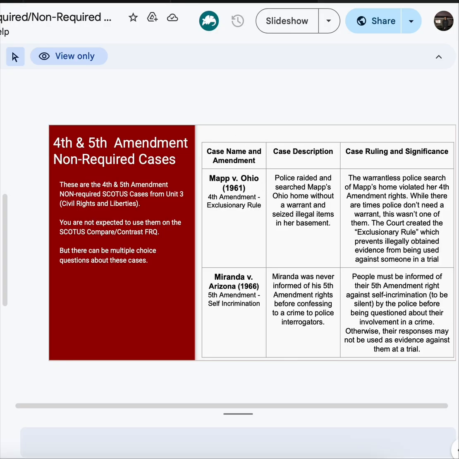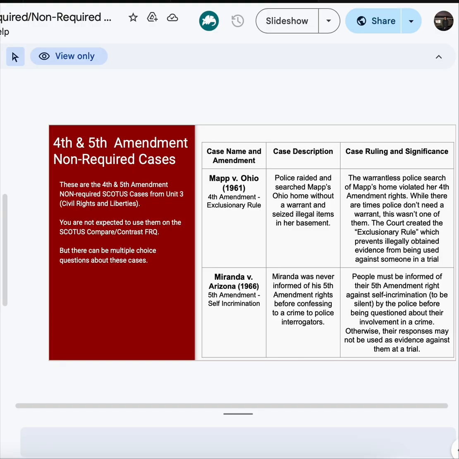Mapp v. Ohio, a case from 1961, with the key principle being the Fourth Amendment exclusionary rule. The summary is that police officers searched Mapp's home in Ohio without a proper warrant. They found illegal materials in the basement, and Mapp was arrested and convicted based on the evidence. The Supreme Court ruled that the search violated her Fourth Amendment protection against unreasonable searches and seizures. The court applied the exclusionary rule to the states, meaning that evidence obtained illegally can't be used in court.